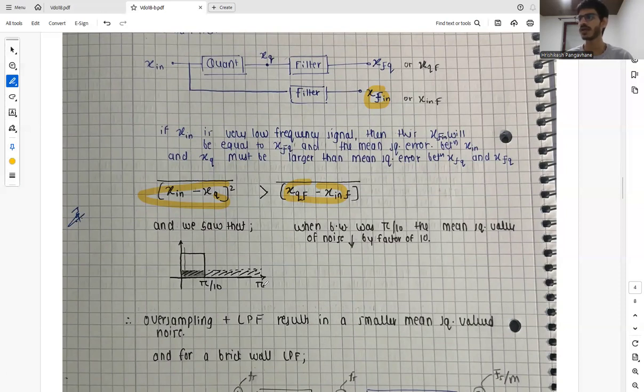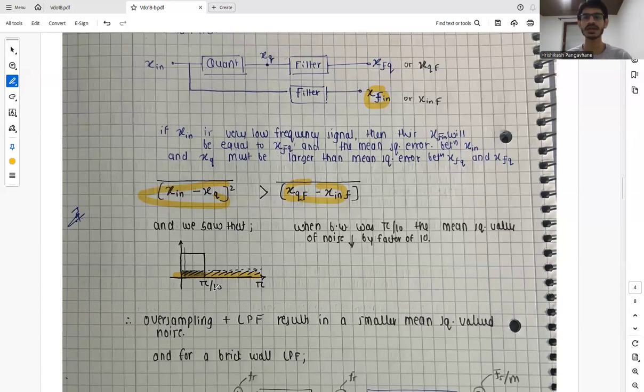So we also saw that the bandwidth of the brick wall filter was pi by 10. And the mean squared value of the noise would go down by a factor of 10 because the noise is spread broadbandly over a range of pi. So if the conserved bandwidth is only pi by 10, then the density of noise will only be delta squared by 12 times 10. So basically it will go down by 10. So what we are talking about is oversampling plus low pass filtering the results of the quantizer, which will result in a smaller mean squared value of noise.